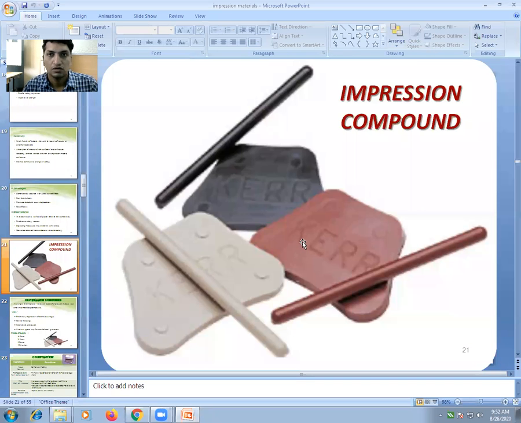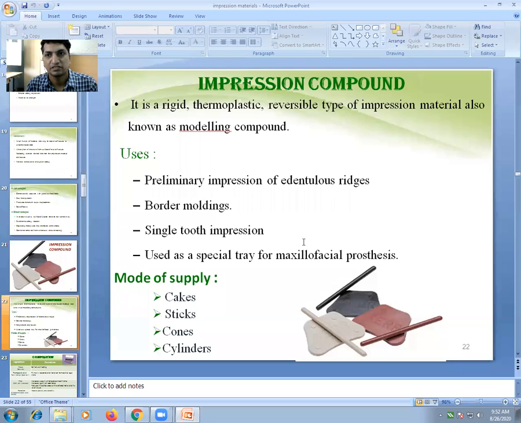You all have at least seen the impression compound. It is a rigid, thermoplastic, reversible type of impression material, also known as modeling compound. Rigid refers to the classification: it comes under rigid, meaning after setting this material is stiff. Thermoplastic means it is plastic in nature and changes property with temperature, which is why it is known as thermoplastic.